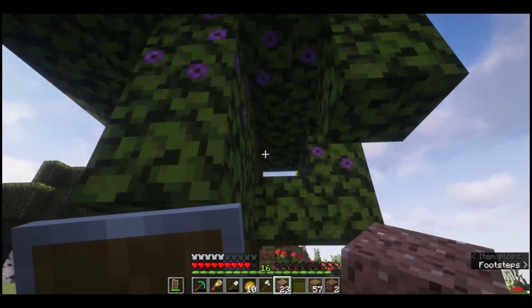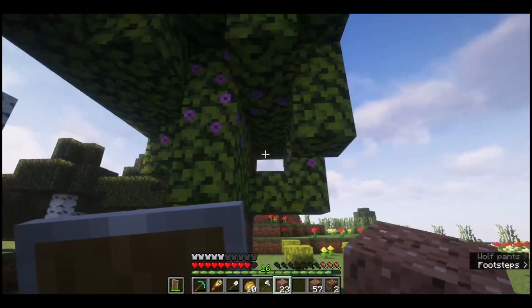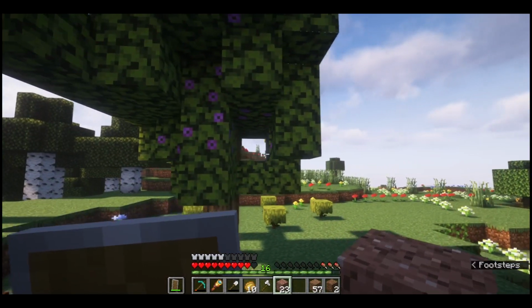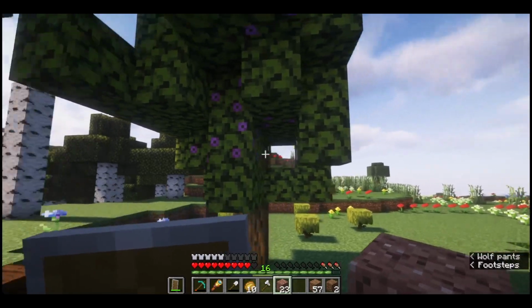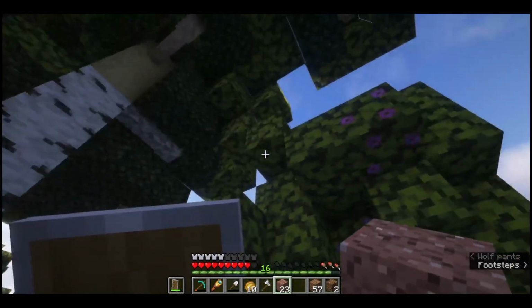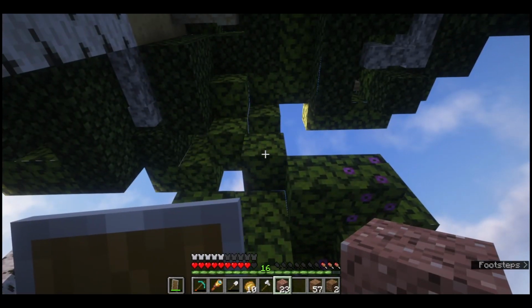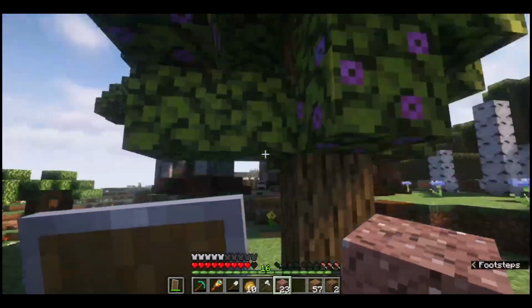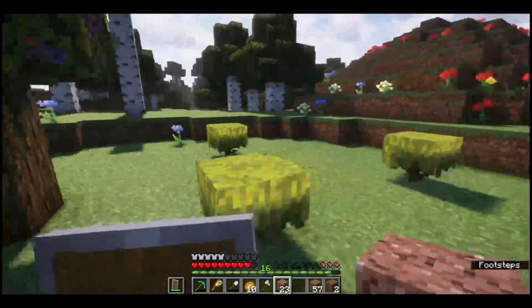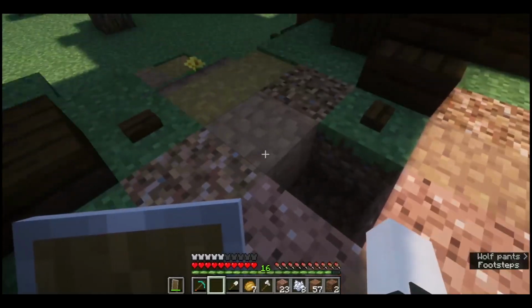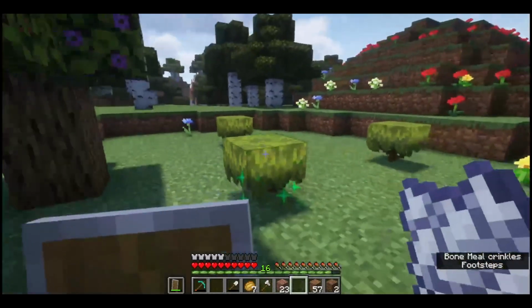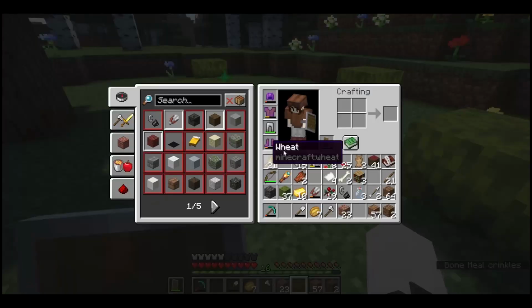But these... Yo, what is that generation? I don't think I've ever seen a hole in a tree like that. What the heck? Okay. Have you guys ever seen that? That is so weird. What? Azalea trees are strange, dude. Alright. Okay, well, we got more bone meal. Grow, heathen. God dang it.